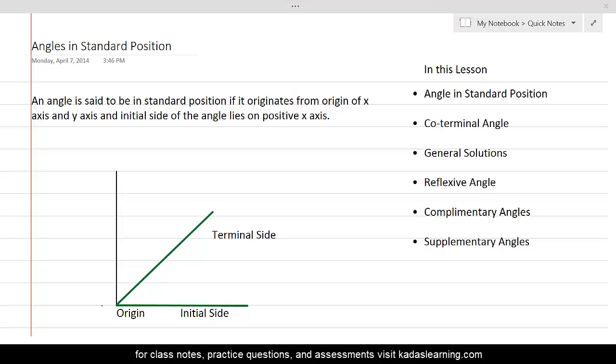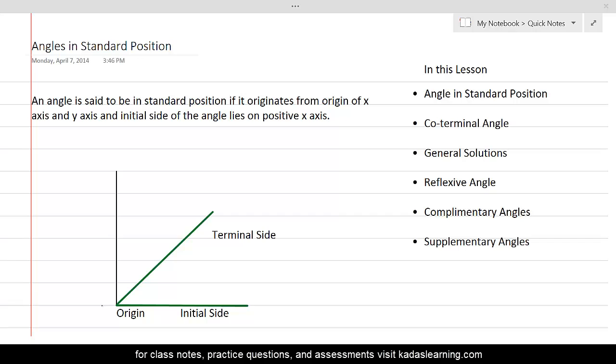In this lesson, we will learn about terminology and types of angles used in trigonometry. Let's get started with the first term, which is called angles in standard position. An angle is said to be in standard position if, number one, it originates from the origin, and number two, its initial side is on the positive x-axis. If these two conditions are observed in drawing an angle, then that angle will be called an angle drawn in standard position.